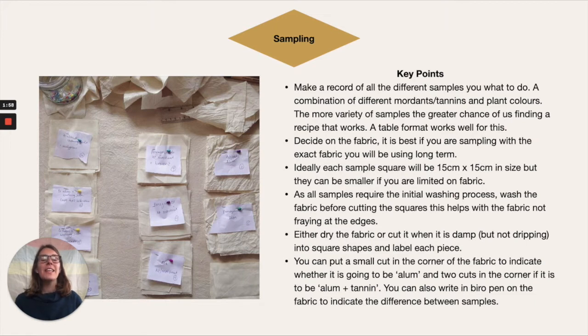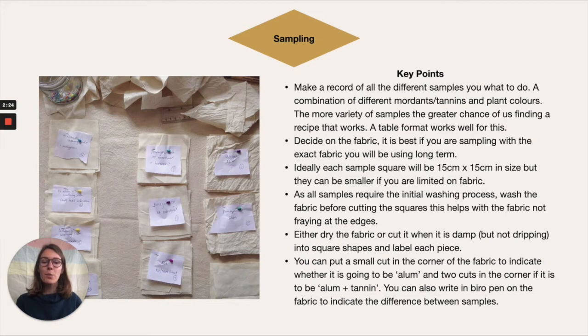And so, key points. Firstly, it's all about making a record of all the different samples you want to do, a combination of different mordants, tannins and plant colours. The more variety of samples, the greater chance of us finding a recipe that works. A table format works well for this in terms of recording your findings.